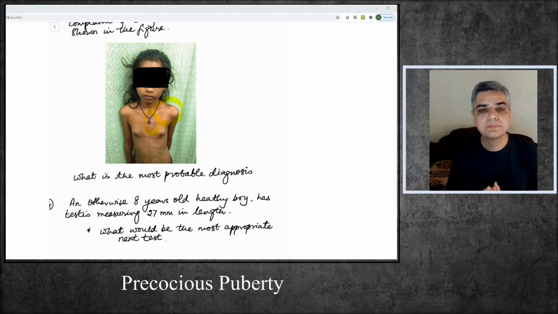That would be LH. So my friends, this was a short lecture on precocious puberty. I have not gone through each and everything in precocious puberty because it's a very broad subject. I've just tried to focus on the very high yield concepts which are tested on the exams. So you should be keeping these things in mind before you go for the exam.